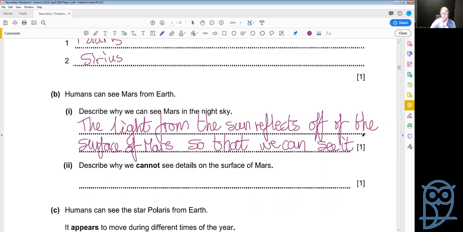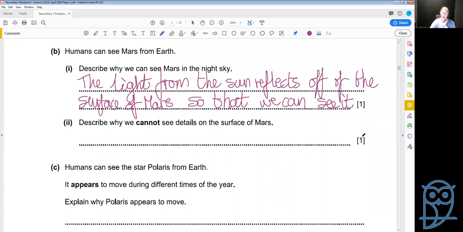Okay. So describe why we cannot see details on the surface of Mars. So this is very easy. It is too far away. Even with the most powerful telescopes that we have on Earth, we can't really see the detail on the surface of Mars. And that's mainly due to the fact that we have the atmosphere in between us, and then lots of space, and then Mars.